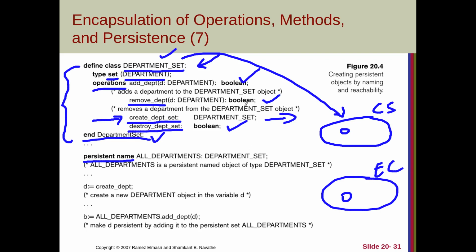So what we are doing is, a group of objects are together gathered into a set of department, and that object will be given a persistent name. So you can see persistent name all departments colon department set. So what we are doing is, we are providing a persistent name for department set, and the name given is all departments. We can provide our own user-defined names, but before that we should use the keyword persistent name. This statement indicates that all departments is a persistent named object of type department set. So now all departments is the name of an object of type department set class, which is given a unique persistent name.